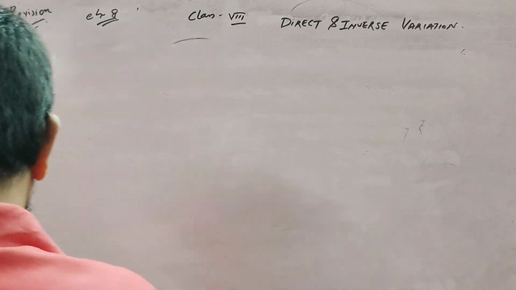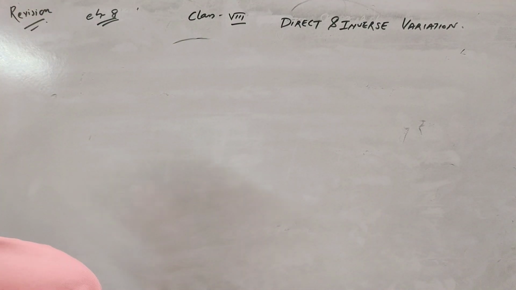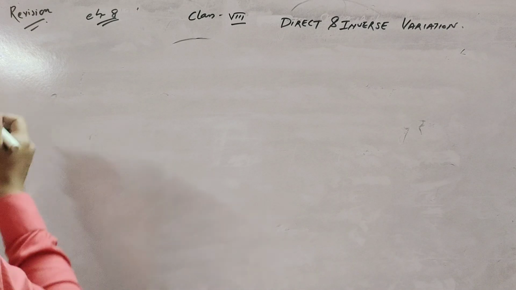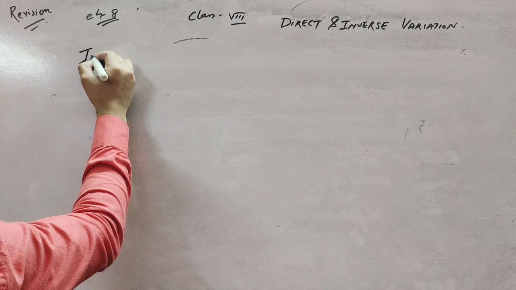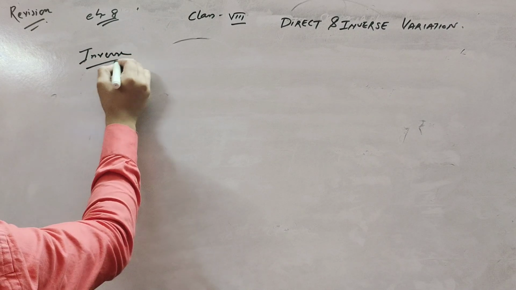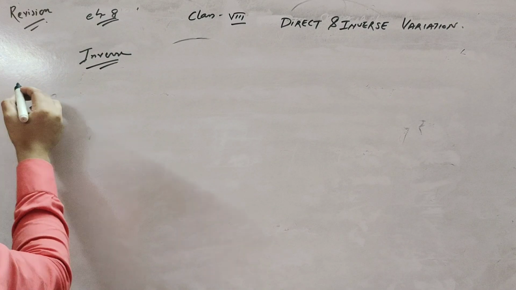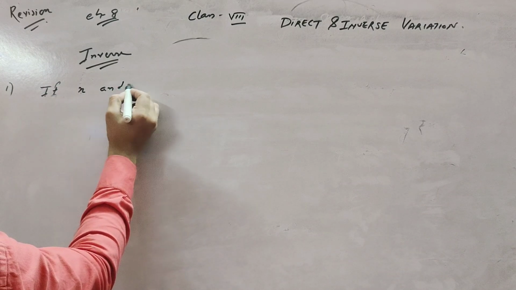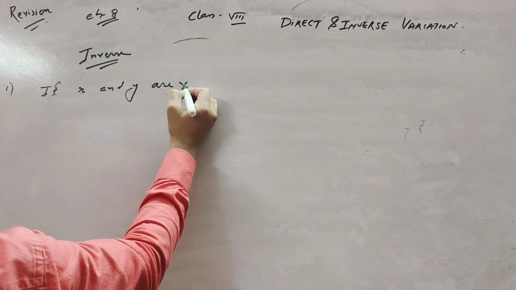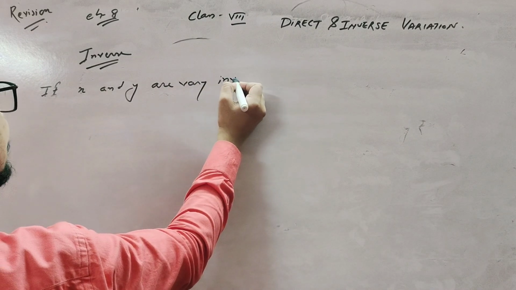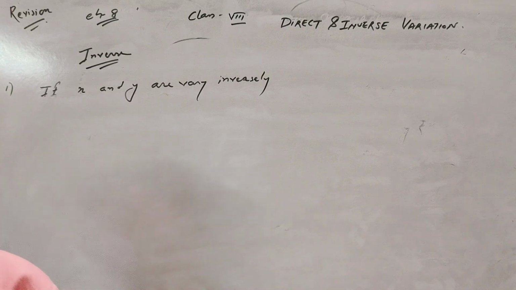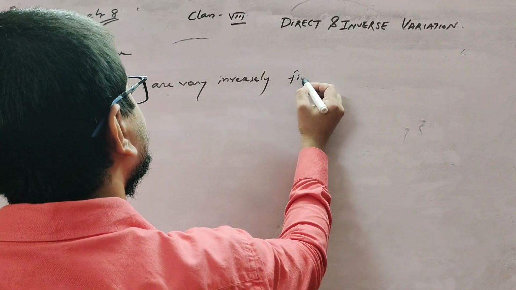Now time for indirect or inverse variation. Question: this is time for the inverse variation. Okay, so number 1: if x and y vary inversely, not directly, inversely, find the missing numbers.